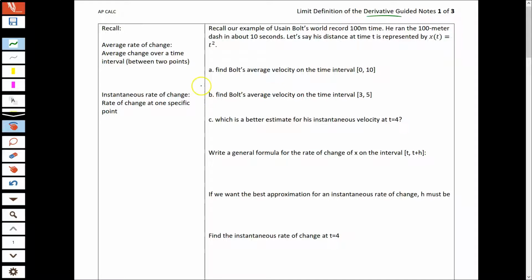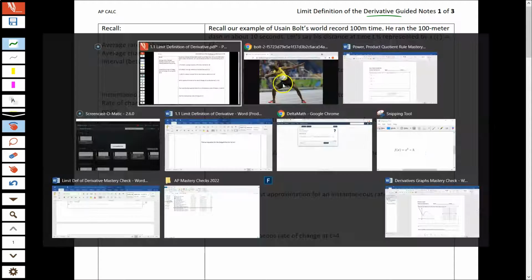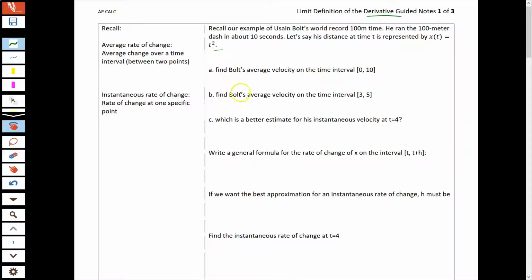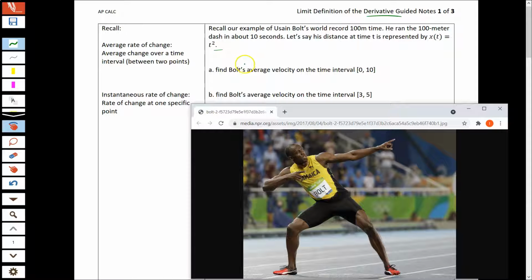Okay, so remember when we first began the course, we started by talking about this guy, right? Usain Bolt, who is the world's fastest man over 100 meters. We're going to use a function, x of t equals t squared, to represent his position over 100 meters, and use that to analyze our rates of change. So remember, we started by tackling average rate of change, which is his speed over a certain time period. And we found that that was pretty easy to figure out.